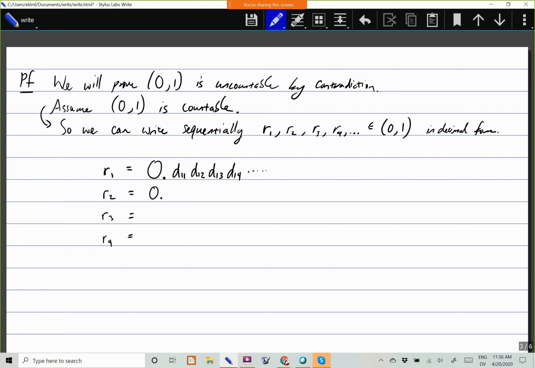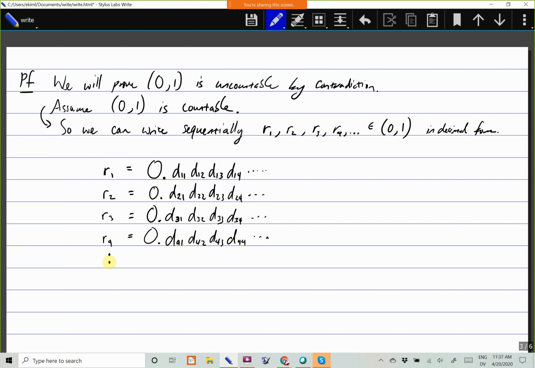The second real number, so the first digit that appears after the decimal point, let's give that notation d sub 2,1, d sub 2,2, d sub 2,3, d sub 2,4, and so on. And then the next real number, so the first subscript follows which number in the sequence we have. So d sub 3,1, d sub 3,2, d sub 3,3, d sub 3,4, and so on. And then 0. d sub 4,1, d sub 4,2, d sub 4,3, d sub 4,4, and so on.